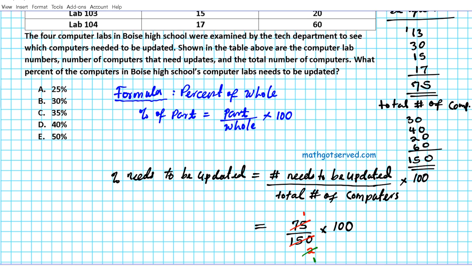And 2 goes into 100 because 100 is even. So 2 goes into 100 50 times. And your answer is 50%. So 50% of the total number of computers in Boise High School needs to be updated. All right, so the answer to question number 2 is option letter E.